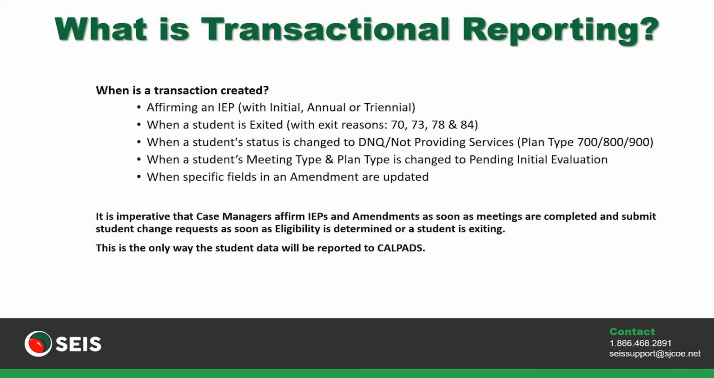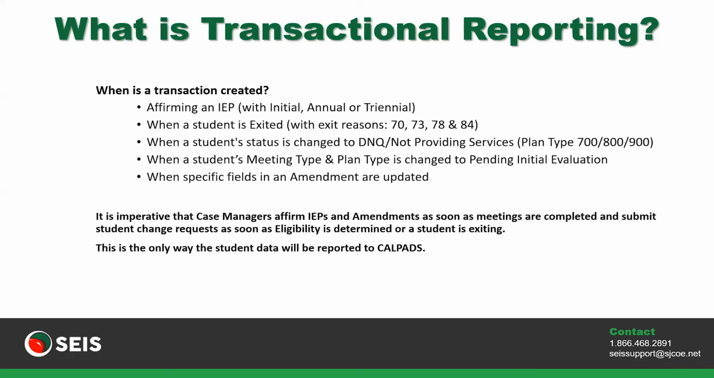Also, after your initial meeting, a student's status may be changed to ineligible. Maybe they were not found to be eligible for services, or they were found to be eligible, but they will not be receiving services. These are your plan type 700, 800, 900 students. When a student is pending their initial evaluation, so when you receive parent consent and you select meeting type 30 and plan type 300, we will create a pending transaction to be submitted to CalPADS. CalPADS wants to know as soon as parent consent is received that the student is now pending an initial evaluation, so they don't get lost.